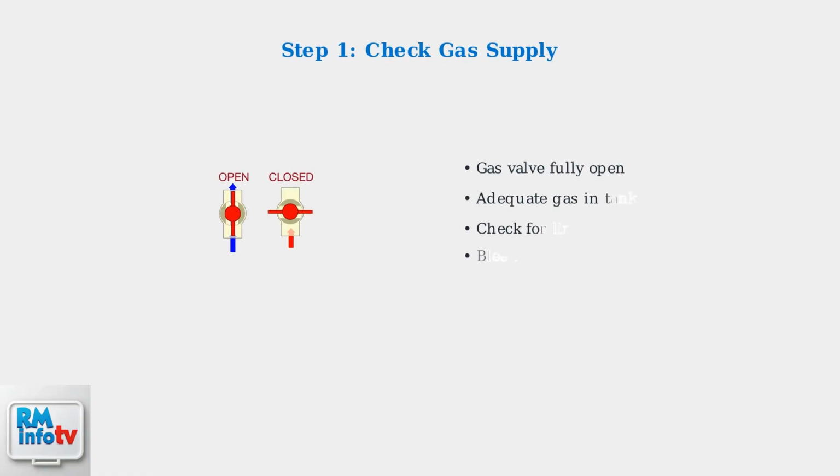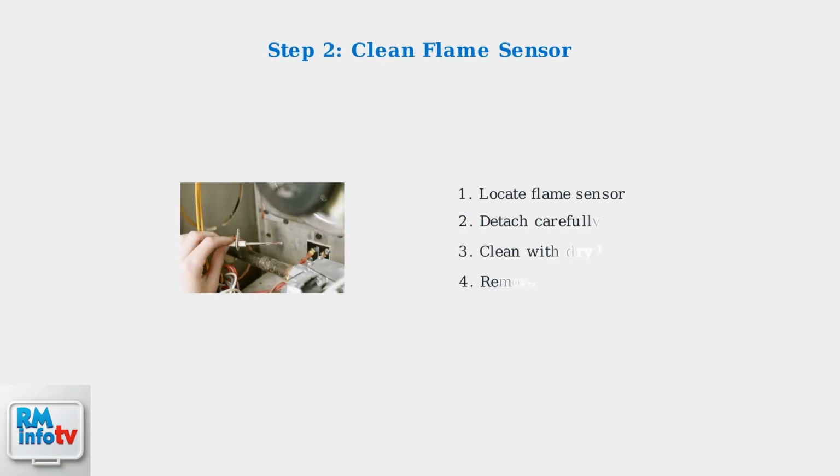The first step in troubleshooting error code 12 is checking your gas supply. Start by ensuring the gas valve is fully open and verify there's adequate gas in your tank. Next, inspect and clean the flame sensor. Locate the sensor and gently clean it with a small dry brush to remove any dust, dirt, or carbon residue that may prevent proper flame detection.